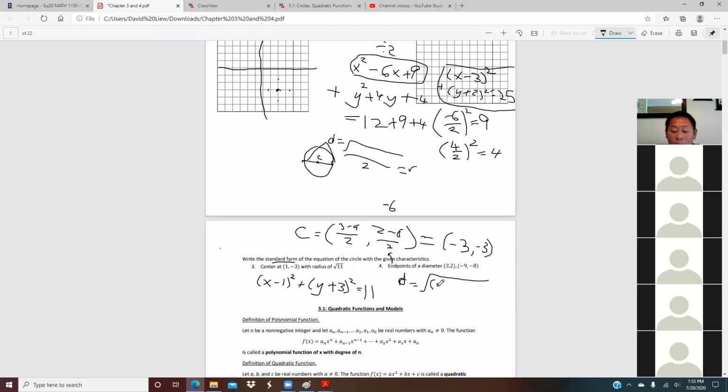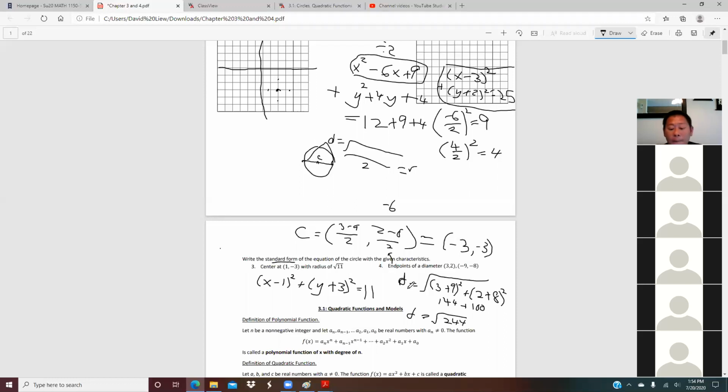So I take 3 subtract negative 9, the x terms. Two negatives become positive, and I square it. Plus, you take 2 subtract negative 8. Again, two negatives become positive, and you square it. So 3 plus 9 is 12, and 12 squared is 144. 2 plus 8 is 10, and 10 squared is 100. And then add this up. So your diameter in this case is 244.